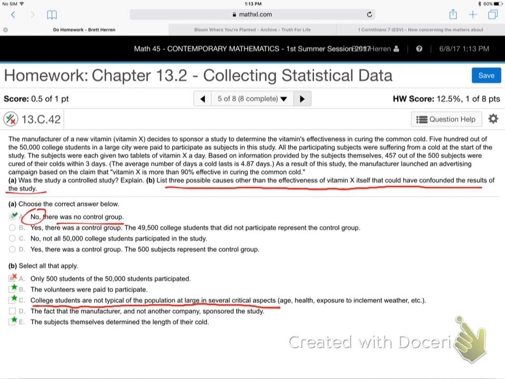Right? Who'd they sample? College kids. Just college kids. That's not generally representative of the population. There's old people, young people. College kids are a certain kind of person, right? Not generally representative. And lastly, the people themselves said whether their cold was better or not, right?